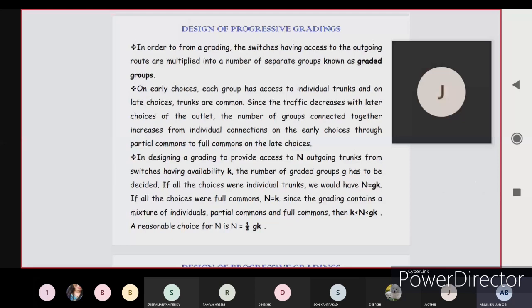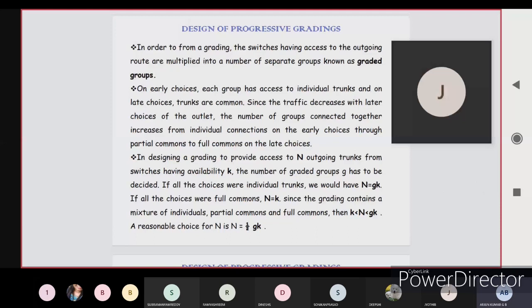If all the choices were individual trunks, we would have n is equal to gk. Suppose all the groups have individual trunks, then the number of outgoing trunks should be g into k, the grading times the switches.